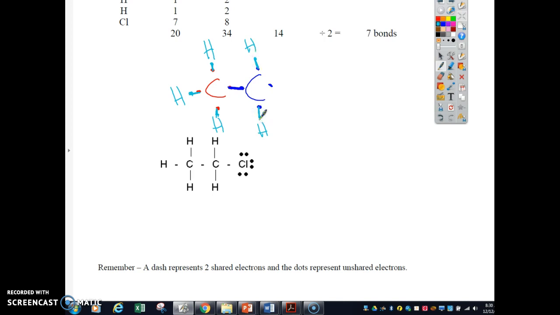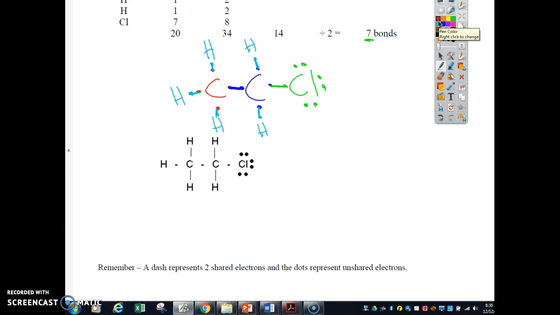And now the last one, we can do chlorine. Chlorine has 7 valence electrons, and then you get a bond formed there. So when you look at this, we did the math and it came up with 7 bonds. So you have 1, 2, 3, 4, 5, 6, 7. When you are done with one of these problems, it's easy to double check your work. And remember the bullet points on the last page.